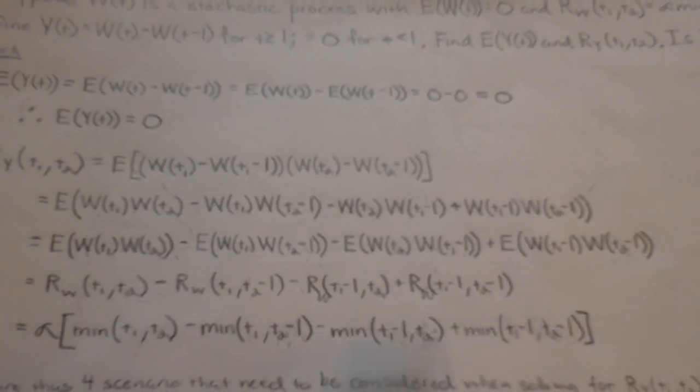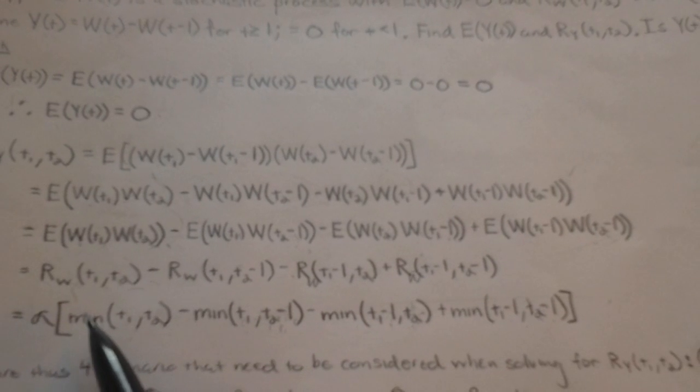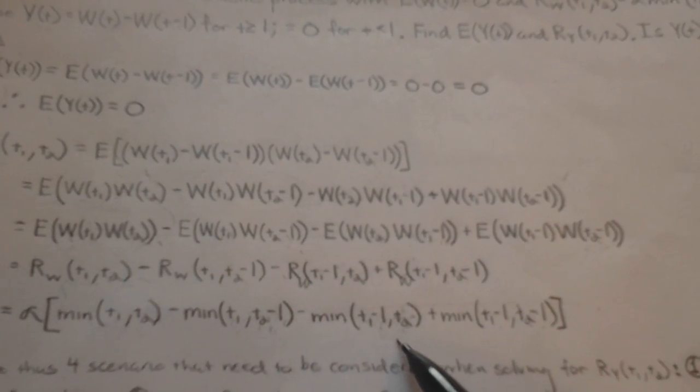And since we defined the autocorrelation of W like this, basically alpha times the min of the 2 time points, we can write it out. We bring out the alpha value because it's going to be distributed across each term. This term right here is going to be equal to alpha, the min of these 2 time points, minus, and you can see how this is going to be the min of these 2 time points, and so on for the remaining terms.